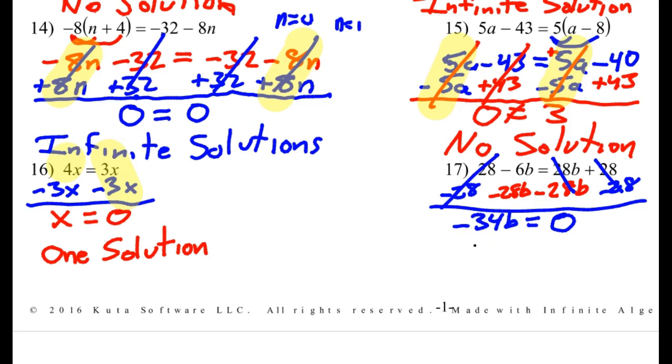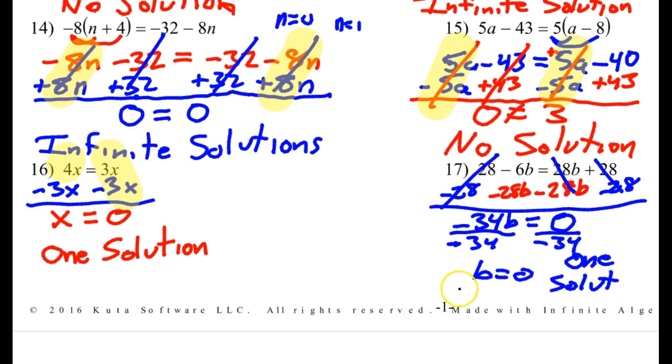So, does this have a solution? Yeah, this is just asking negative 34 times what is 0? Right here. Negative 34 times 0 is 0. The answer is 0 because you can put something in here that makes it true on both sides. And you can prove it just by dividing. 0 divided by negative 4, that's just 0. So once again, one solution.